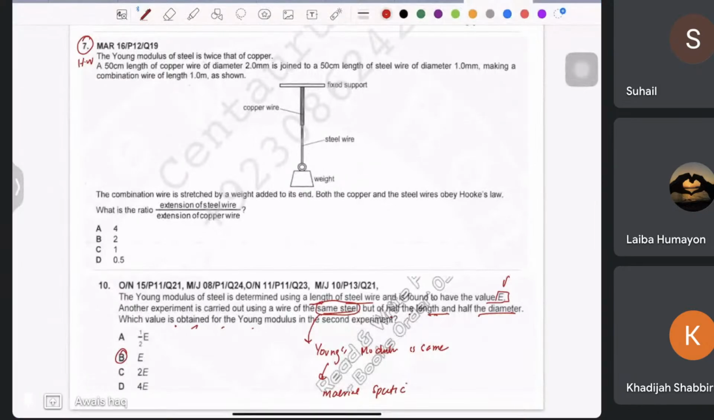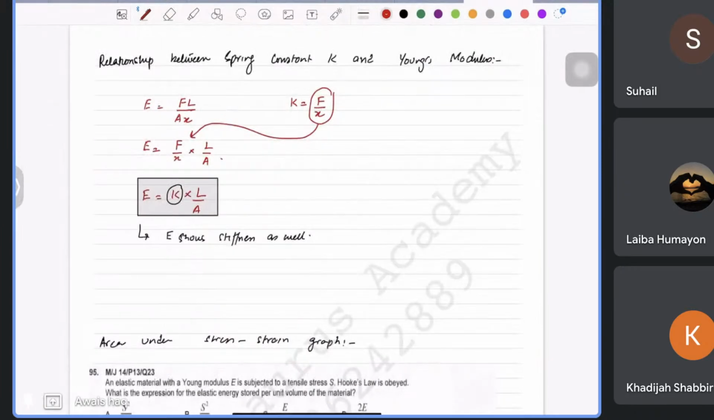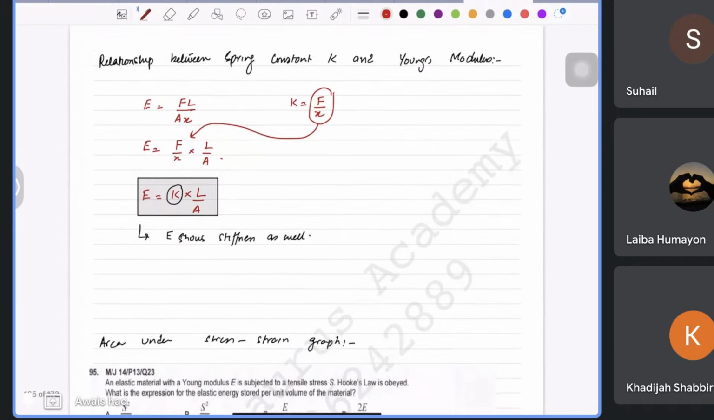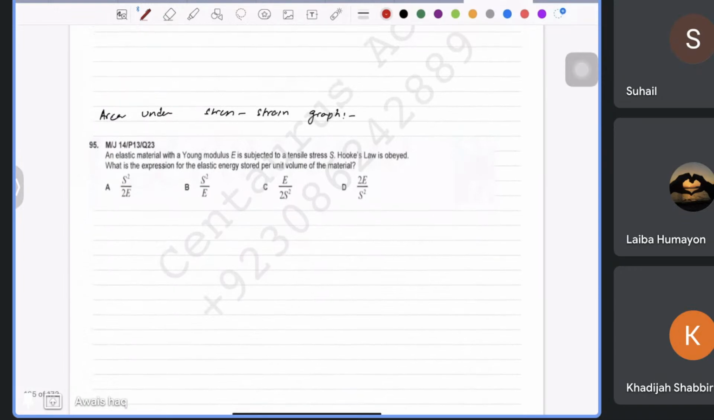Yes, sir. Okay. Now, so this expression we derived yesterday, and basically, next thing we got to do is find the area under the stress strain graph, and I basically wanted to explain it through the question as well. So the question says an elastic material with Young modulus E is subject to tensile stress S, Hooke's law is obeyed, and what is the expression of elastic energy stored per unit volume?